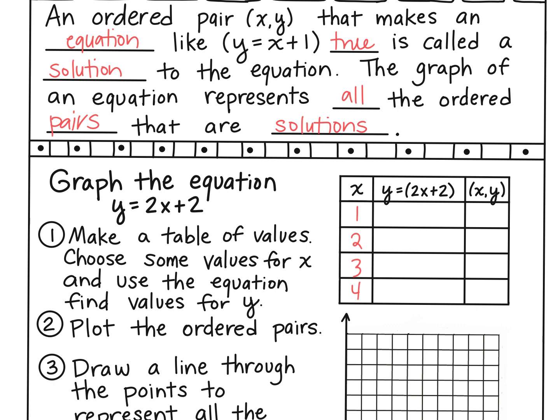So what I'm going to have here is I'm going to plug in 1 where I see x. So it's going to look like this. 2 times 1 plus 2. What is 2 times 1 plus 2? 4. So my x is 1, my y is 4. Do y'all see my equation here? I'm solving for y. So I have to use this in order to figure out what y equals. And then I list it like an ordered pair.